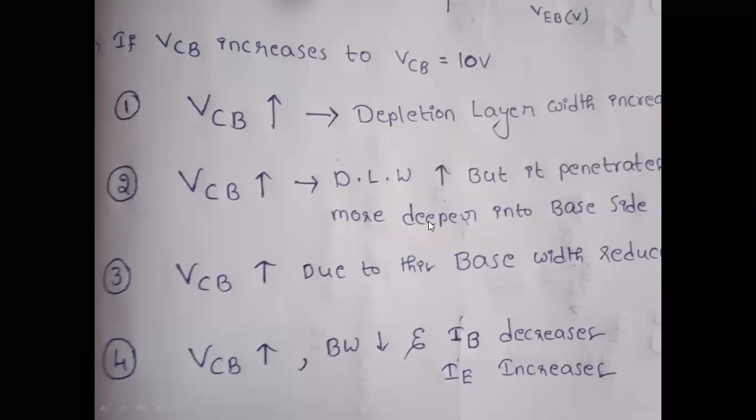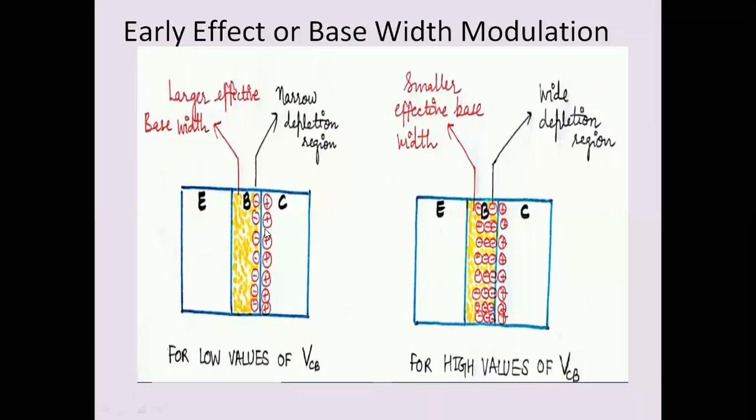Okay, I'll show the picture for that like this. Here, this is the normal case for low VCB. This is the first case. This is the depletion layer width. When I increase the reverse bias voltage on the output side, now the depletion layer will penetrate more towards the base because base is lightly doped. Okay, now what happened? If you compare with this diagram, here base width is more.